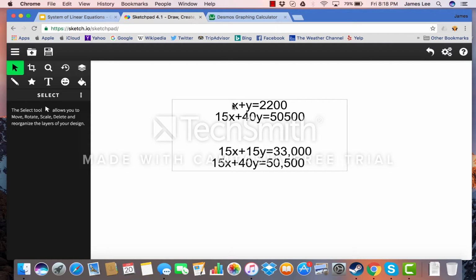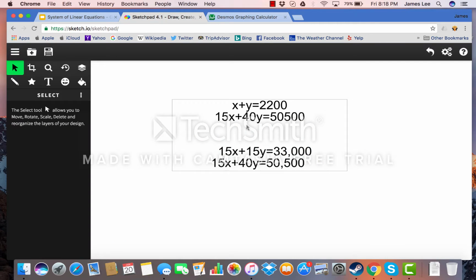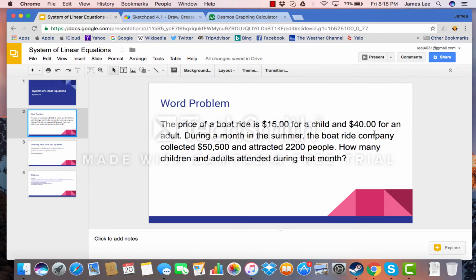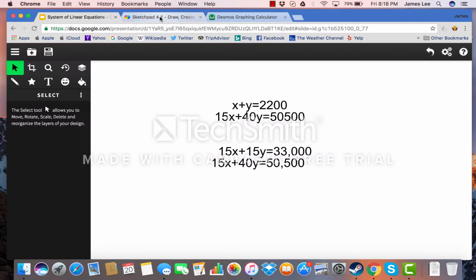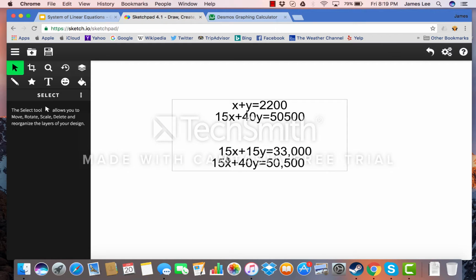For the second equation, for the money, we can create 15x because it is $15 for a child, plus 40y, which is $40 for an adult, which equals 50,500, which is the total amount of money they collected during that month. By setting those equal to each other, we are able to find both the number of children and the number of adults that came during that month.